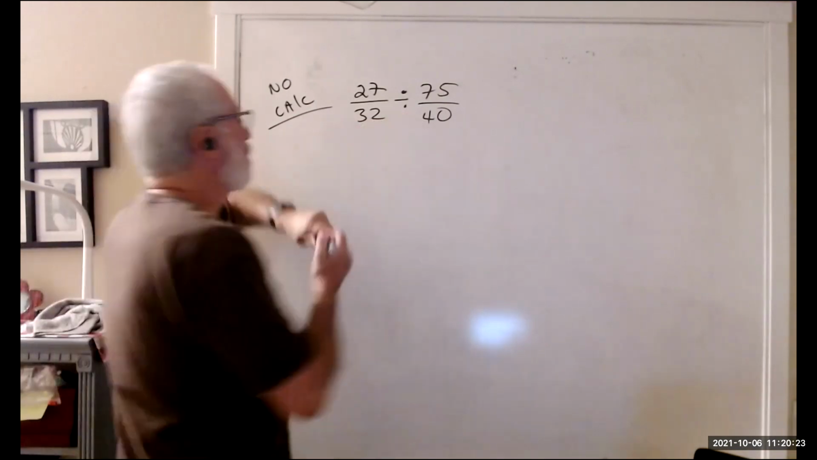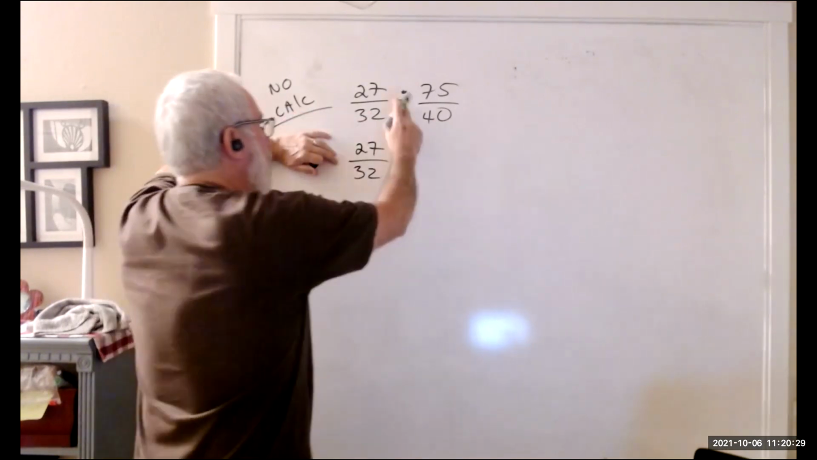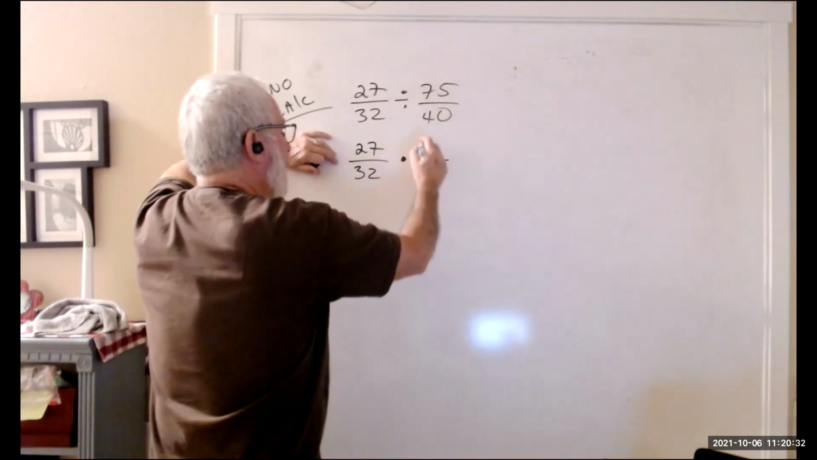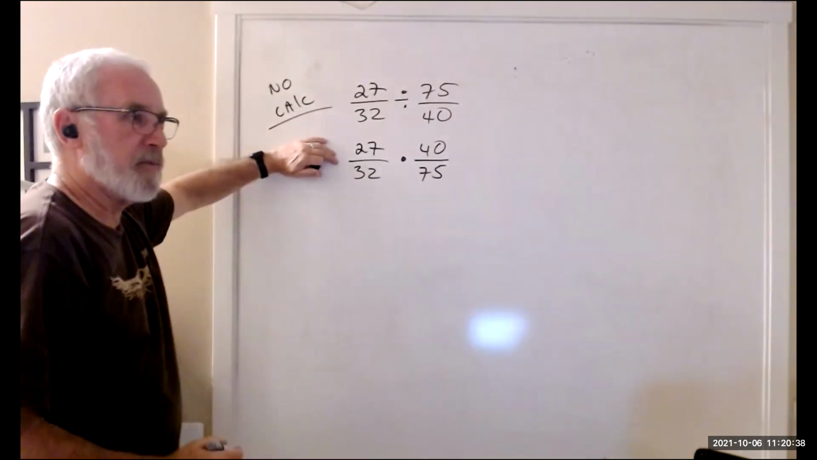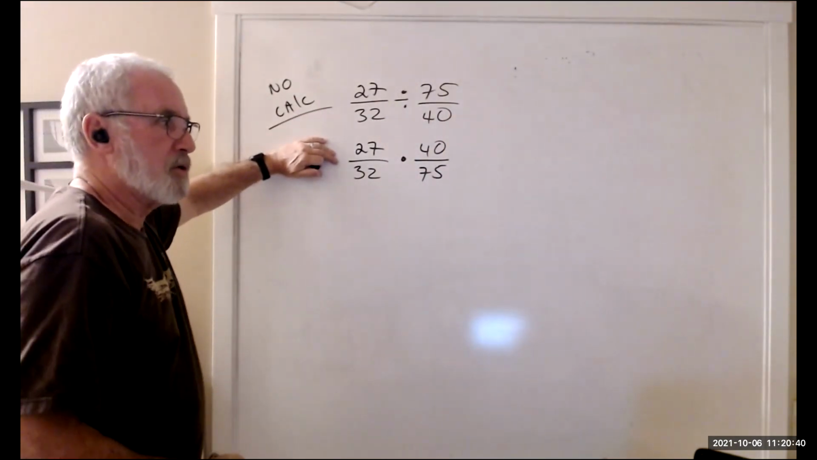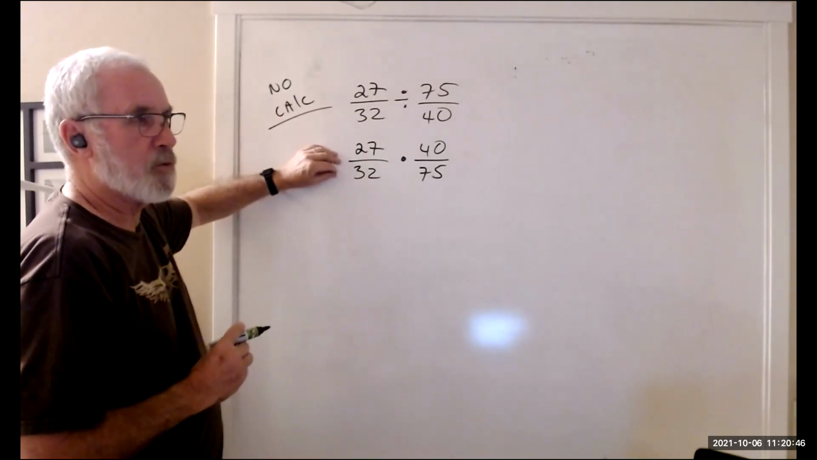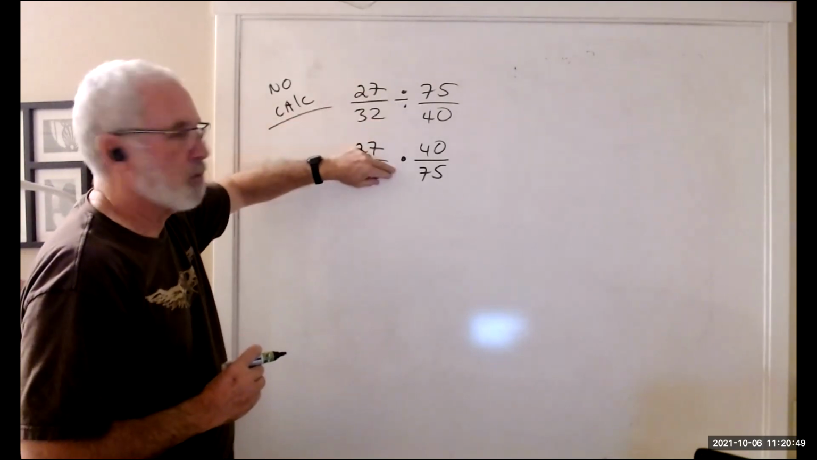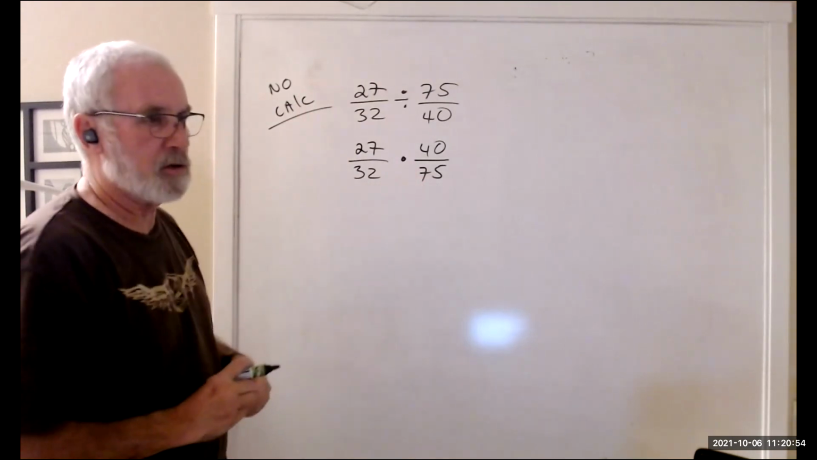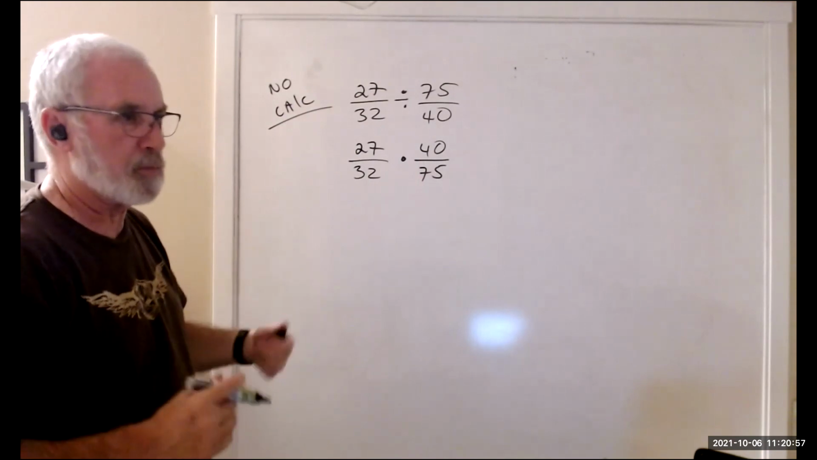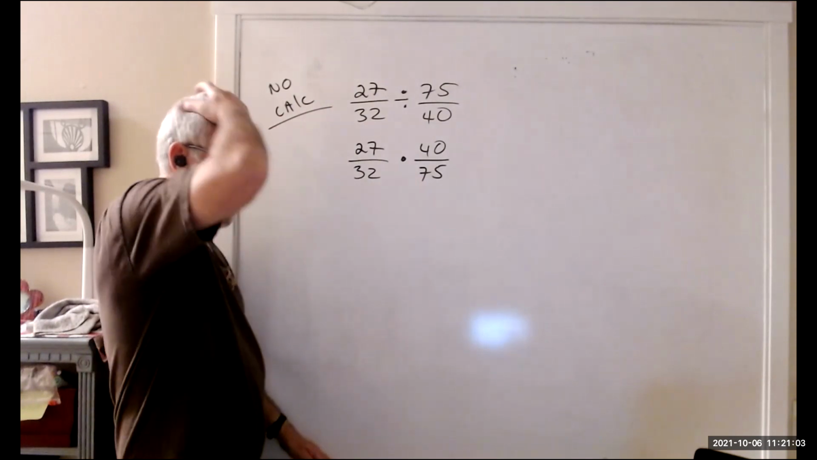Well, we've been taught to leave the first alone, 27 over 32, change this to a multiplication and flip this one over. That's what we've been taught. Okay, and it's still correct. So we're going to divide fractions. We leave the first fraction in its normal form, change the division symbol to a multiplication symbol, and flip over the second fraction. Yours is not to question why, just invert and multiply. That's how I was taught. Now, no calculator. Oh my God.